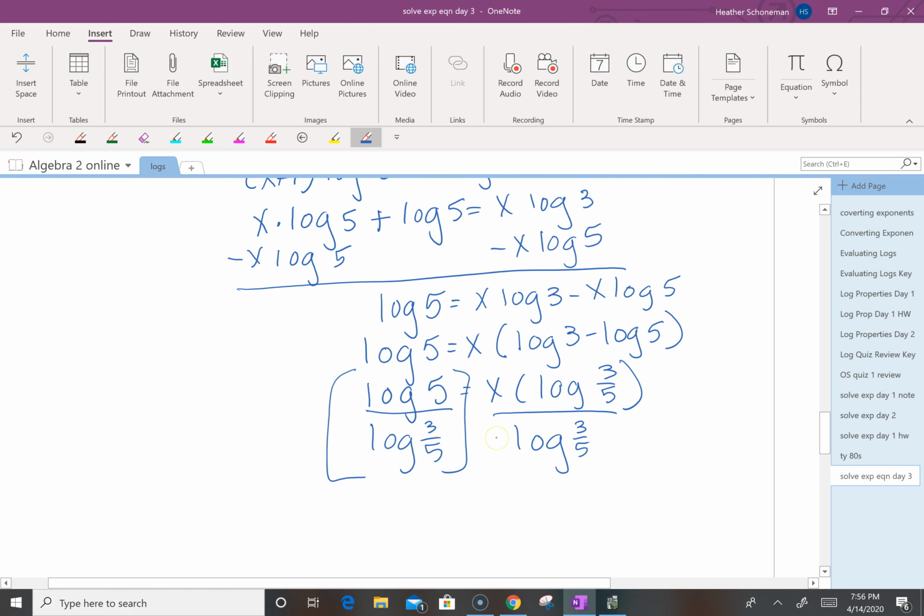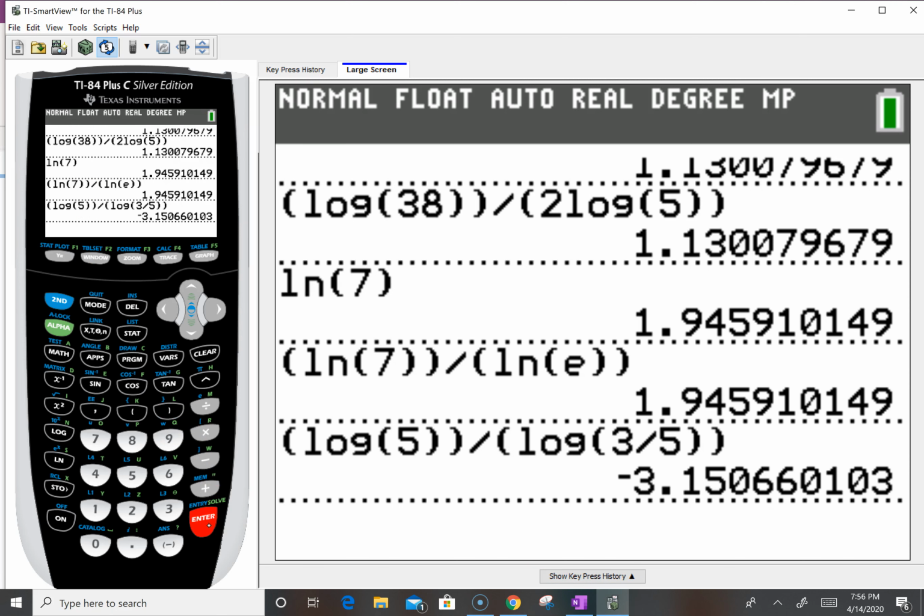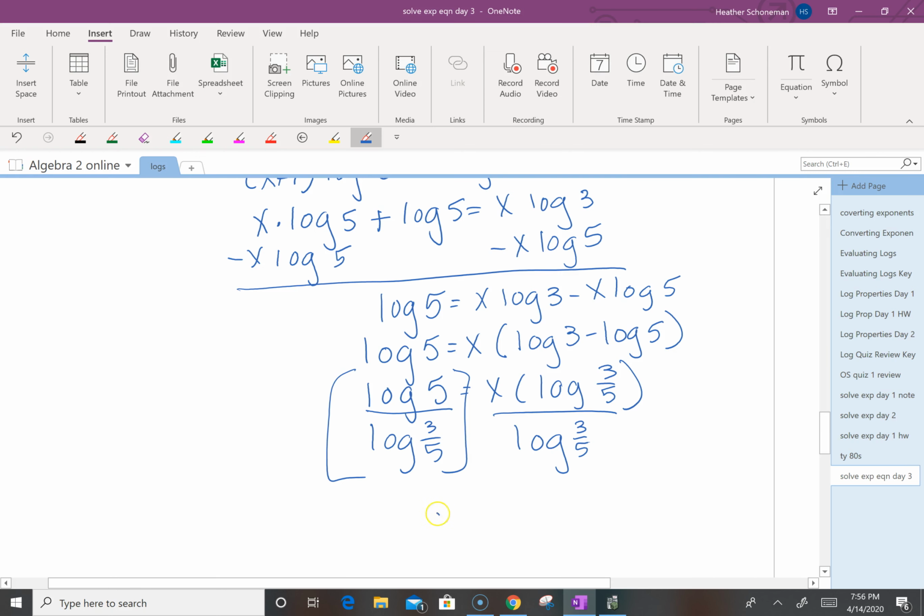And this monstrosity is what we're going to try and put in our calculator. That's the exact answer. How weird is that? All right, so in the numerator, we've got the log of 5, divided by, in the denominator, we have the log of 3/5. Close the parentheses on the log, close the parentheses on the denominator. You get negative 3.151. And that is your answer.